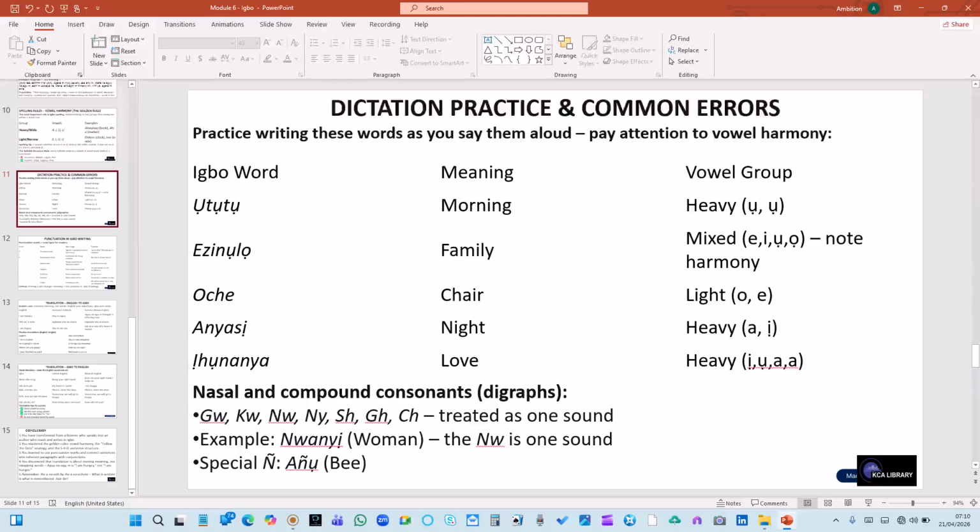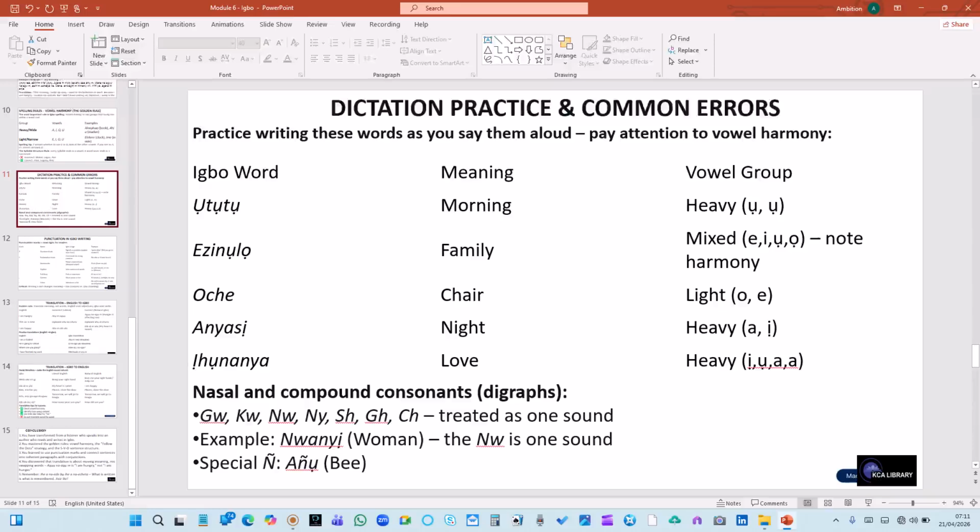Then oche means chair. It comprises the lighter group. Then anyasị means night. It comprises all the heavy group. Then ihunanya means love. It comprises all the heavy group. So why the one of ezinụlọ agrees is because it is a combination of two different words.